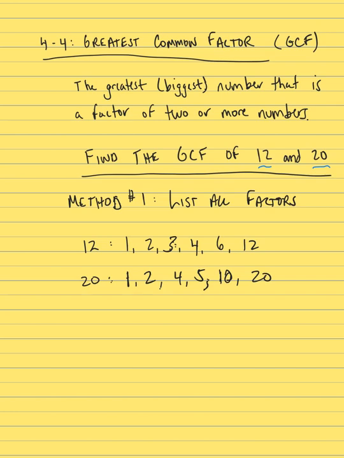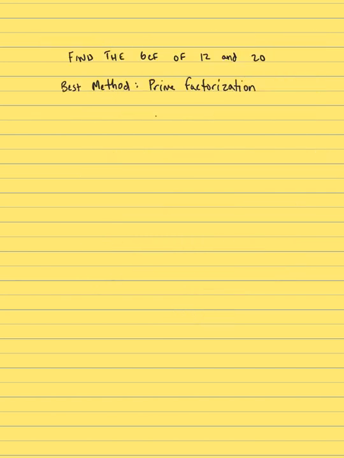And then, of course, we're looking for the biggest number that's in both lists, and the biggest number that I see that's in both lists is 4. So the GCF must be 4. Now, that's true, right? But maybe we didn't know all the factors of 12, or maybe we didn't know all the factors of 20, or maybe your teacher gave you numbers that were not as friendly as 12 and 20. So I really don't like method one. I think there is a safer way to do this.